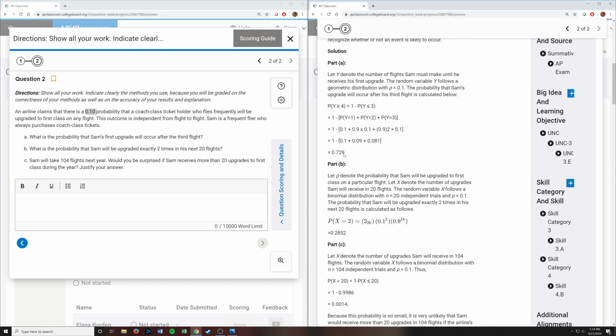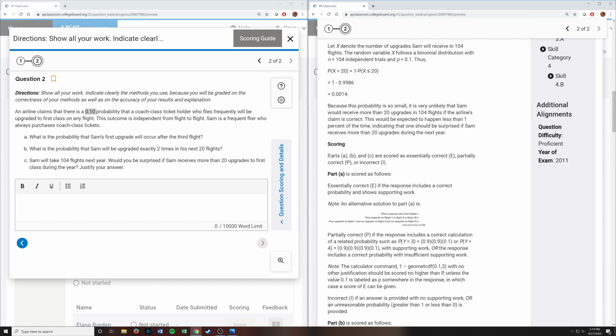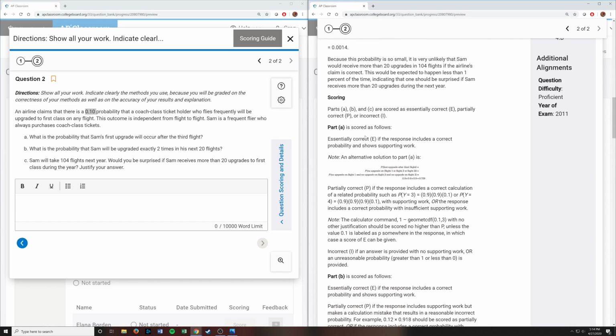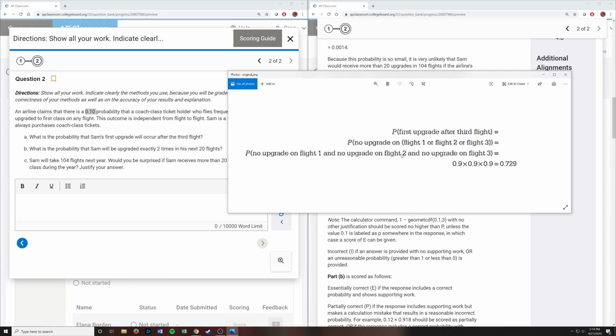You could use the complement rule. I think this is scored, yes. Part A, it's essentially correct if the response includes a correct probability and shows supporting work. And it also gives an alternative answer that is very small type here, so I've blown it up, or at least I can blow it up. Let's do that. Okay, I think this is an easier way of getting the answer.